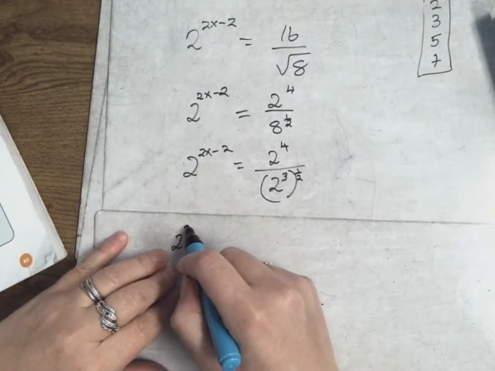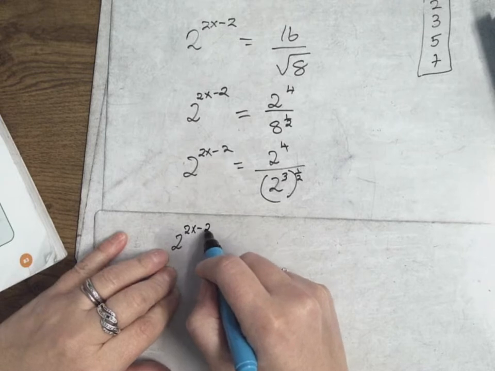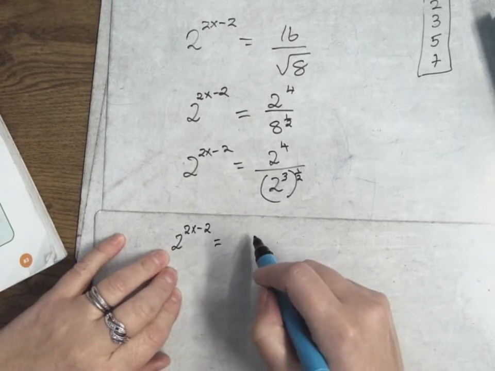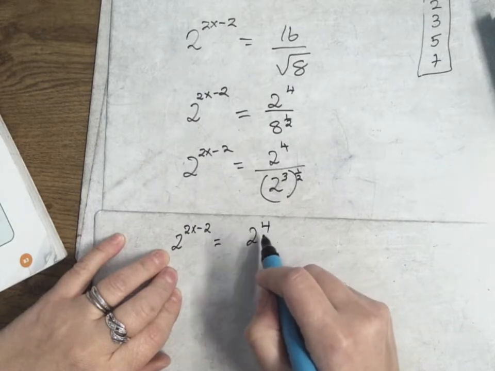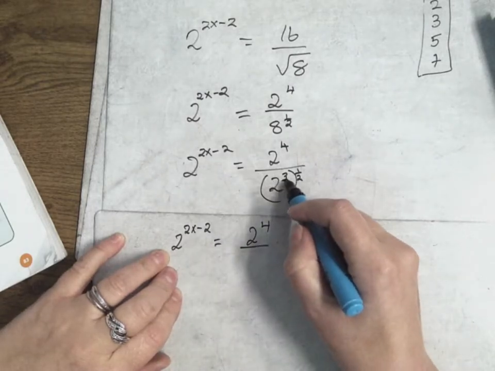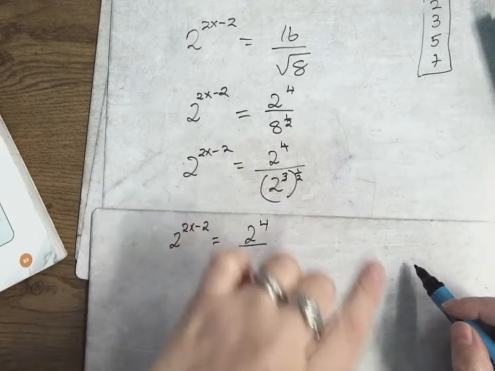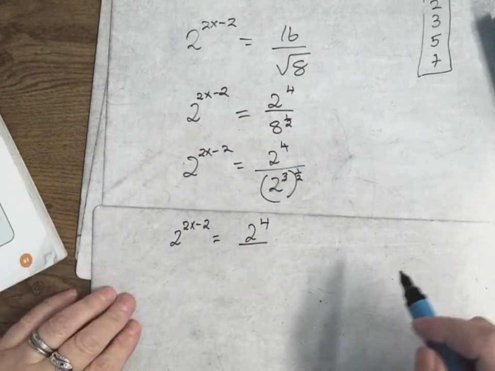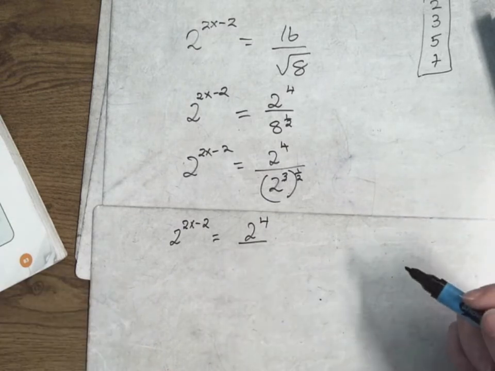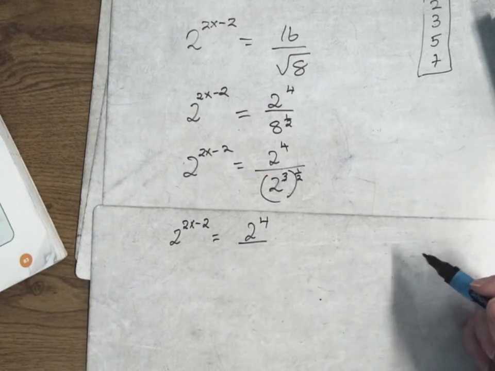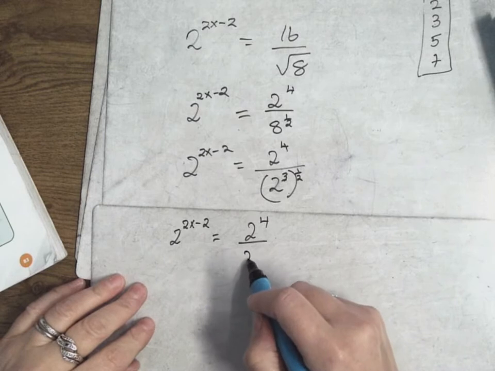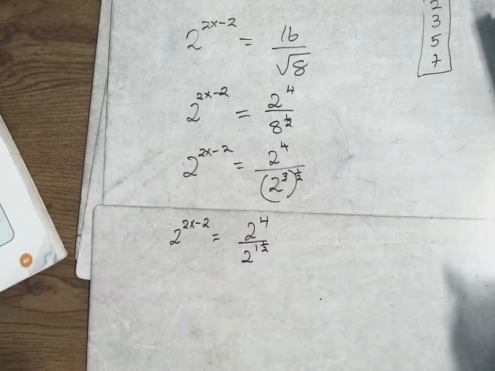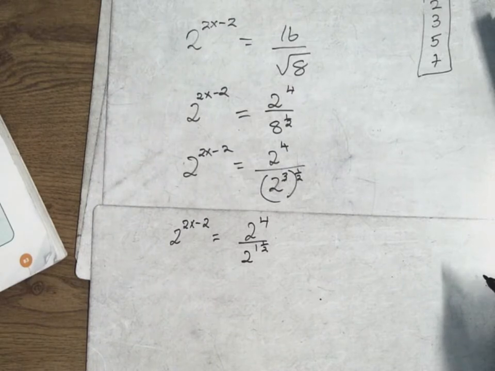So it's 2 to the power of 2x minus 2 equals 2 to the power of 4 divided by 2 to the power of 3 all to the power of a half. What's the rule? You multiply. So multiply 3 by a half and you get 1.5, or 3 over 2. Use your calculator, whatever you want. So will I write it as 1.5? Okay, 1.5 if you like. Are we okay with that?